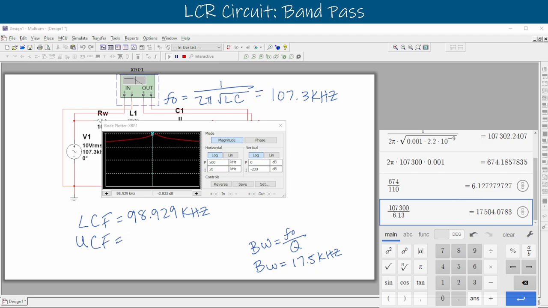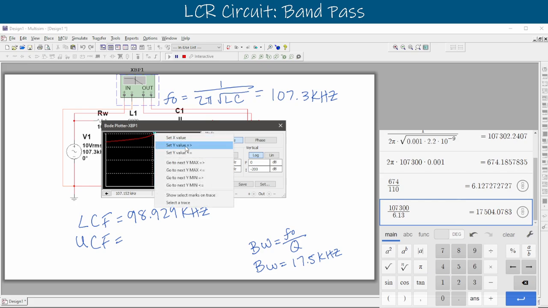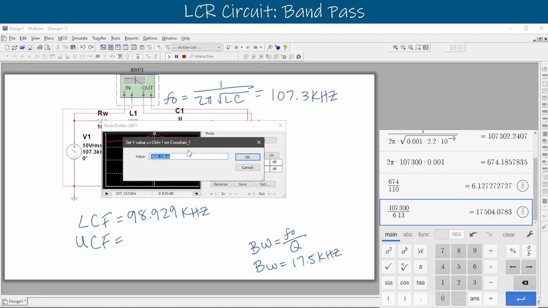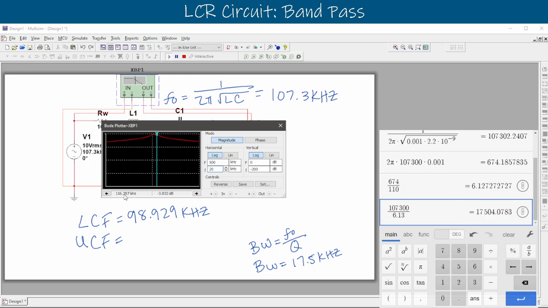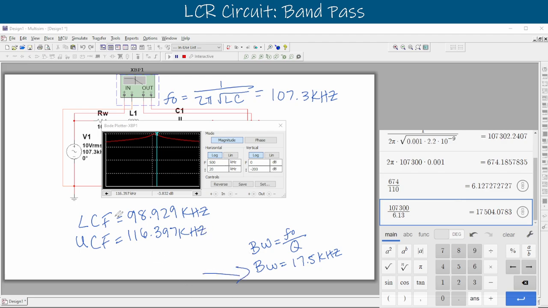So now we can go for our upper cutoff frequency, and that's going to be on the other side. So we've got to grab our line here again, pull it off the center, right click, and go to the next Y max, and that gets us back on that center line, exact same spot we were before. And we're going to right click, and we're going the other direction. Set Y value the other direction towards the upper frequency to the same value. So we'll get rid of this back end here. We'll say negative 3.829 there, and we'll okay that. So that's going to be the other side of it, 116.397. So we'll write that down as our upper cutoff frequency, 116.397 kilohertz.